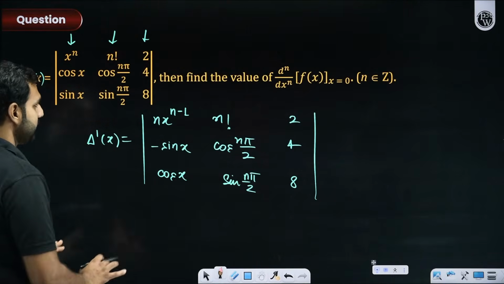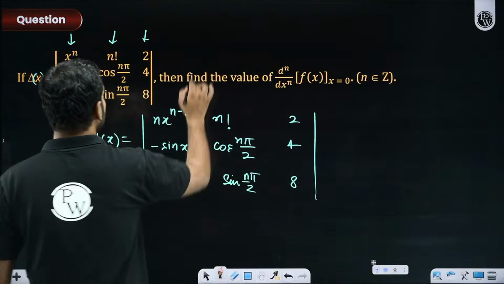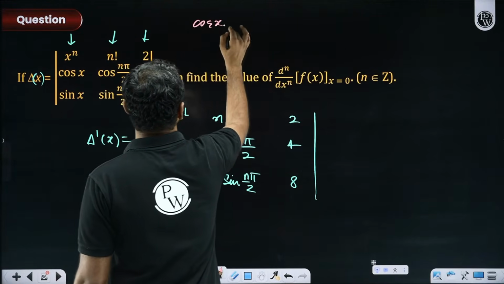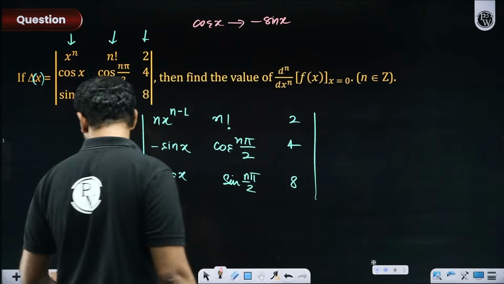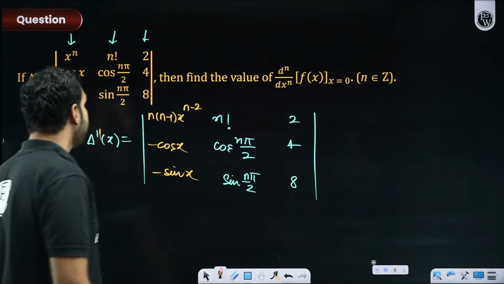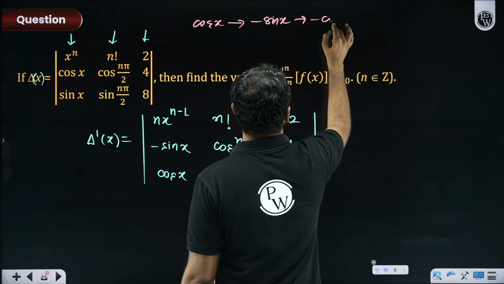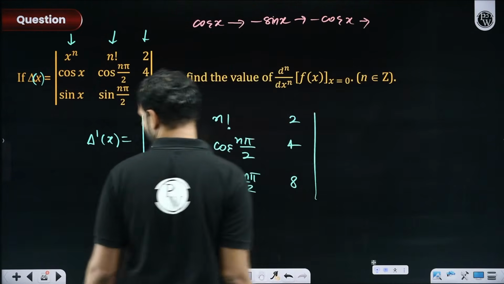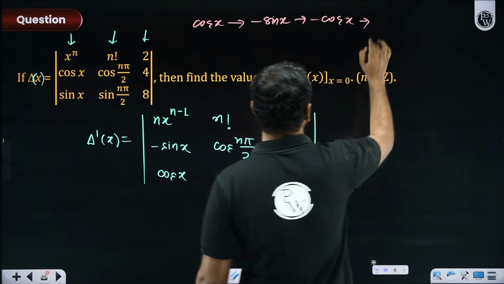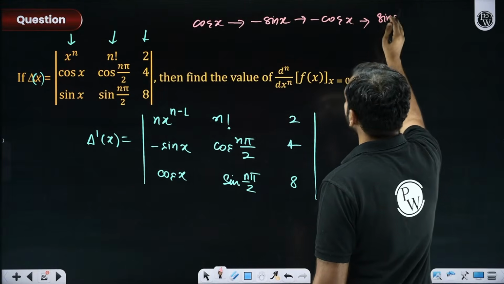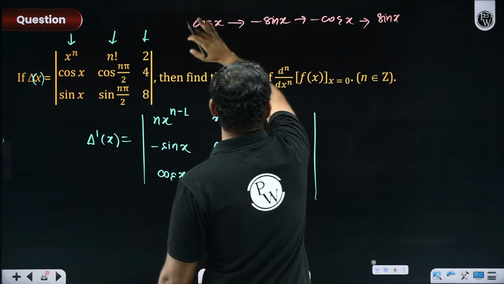Okay, I'm just showing you this. Just look at this. It was cos x. Then it became minus sin x. Then what did it become? Delta double. It became minus cos x. Then what did it become? Then it again becomes sin x. And then when I differentiated it, it started the same chain again.